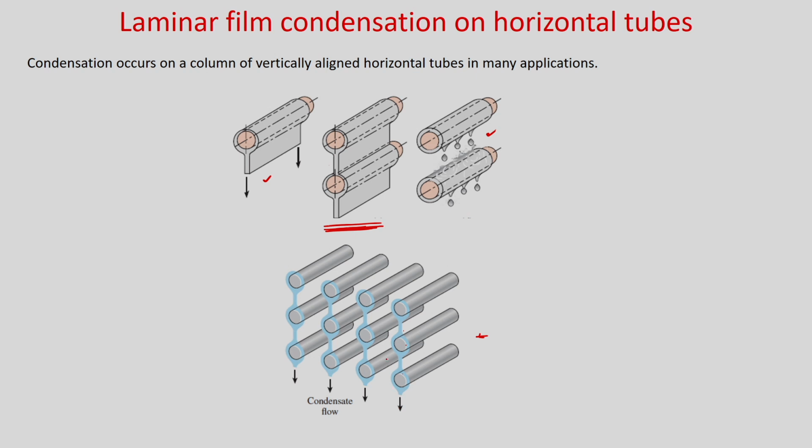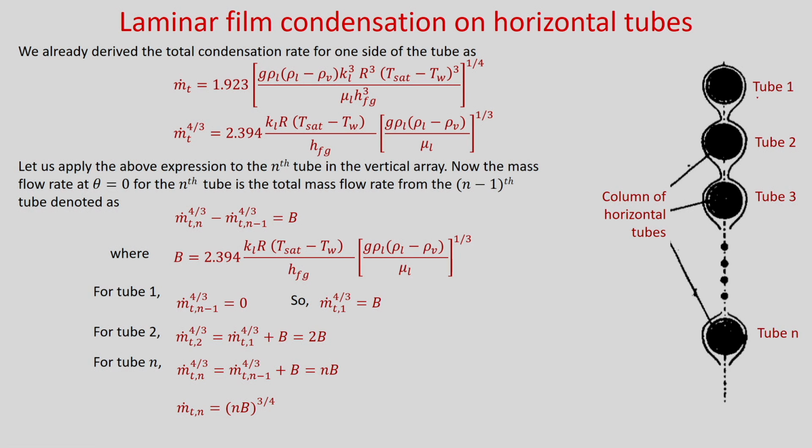Okay. So, for this we need to calculate what will be the heat transfer coefficient and Nusselt number. You can see, if we consider a total of n tubes in a single column, this is the first tube, then the second tube, the third tube, then this is the nth tube. So, these are columns of horizontal tubes.